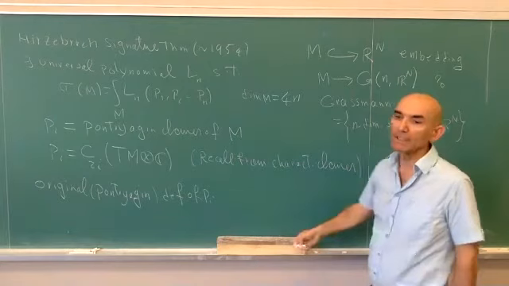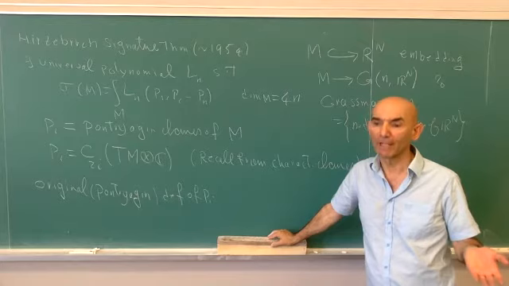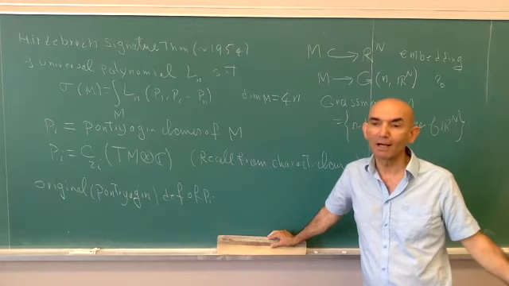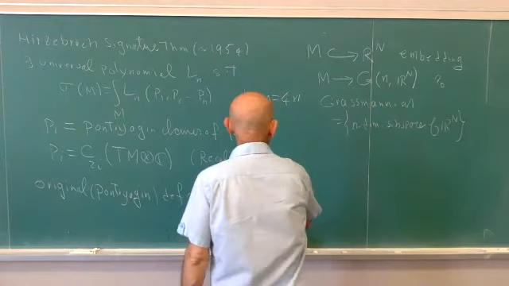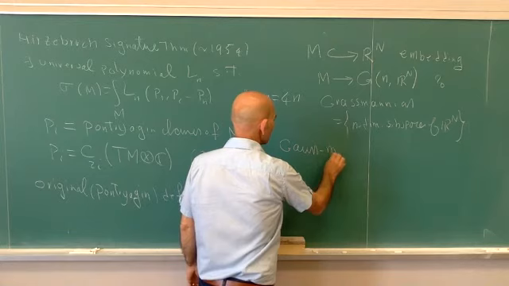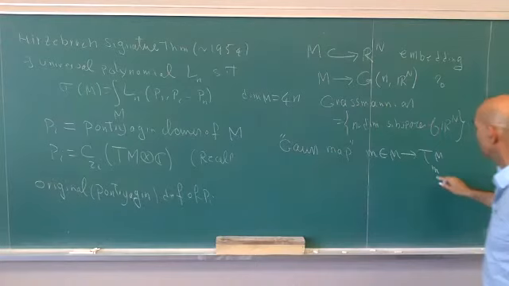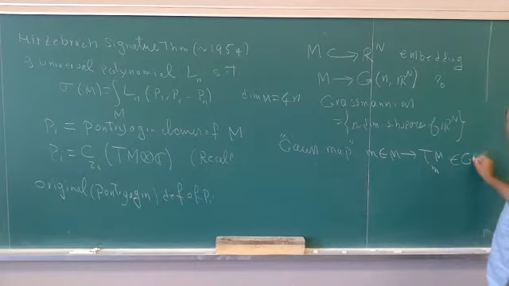If you have a submanifold of Rn, how do you define a map from that submanifold into Grassmannians? Just take the tangent space, that's it. This is really the Gauss map, essentially. So the idea actually goes back to Gauss. So this is the generalized Gauss map. Just send m belonging to M to the tangent space of M, which is an n-dimensional subspace, and so this belongs to the Grassmannian.